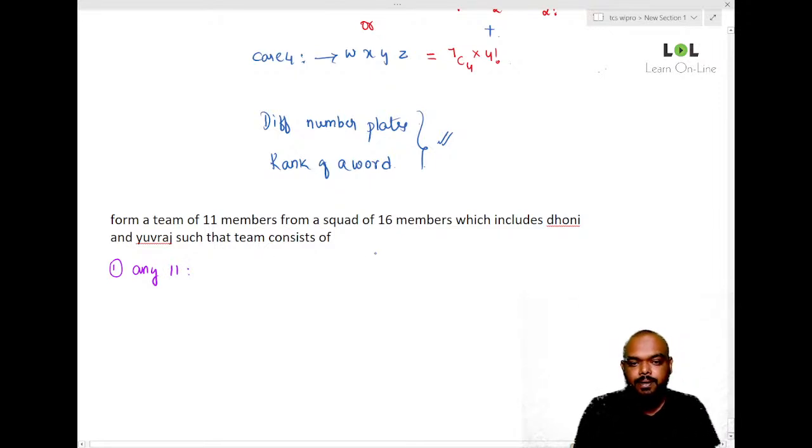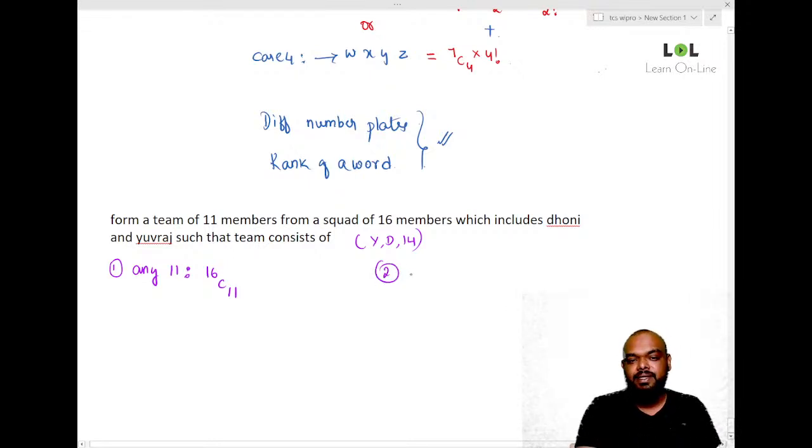Okay, firstly, what is our squad? Our squad has 16 members, that is Yuvraj, Dhoni, and 14 others. He's asking us to select any 11. Means out of 16 people, I can select any 11 people, that is 16C11 will be the answer. That is pretty direct. We need not worry much about this.